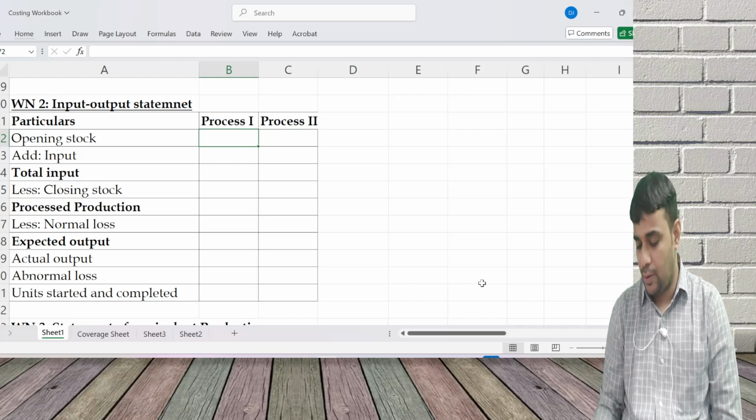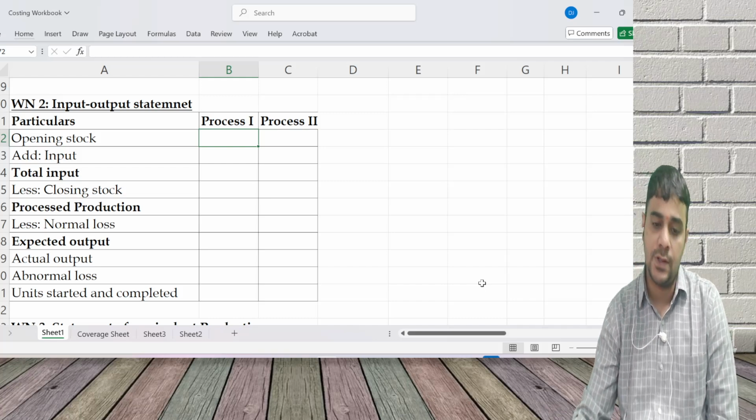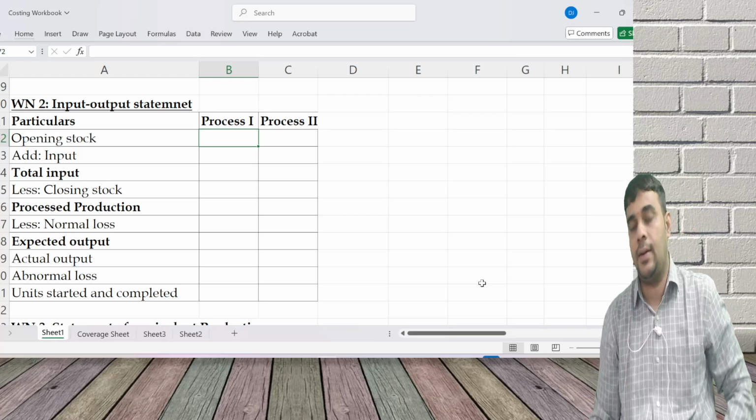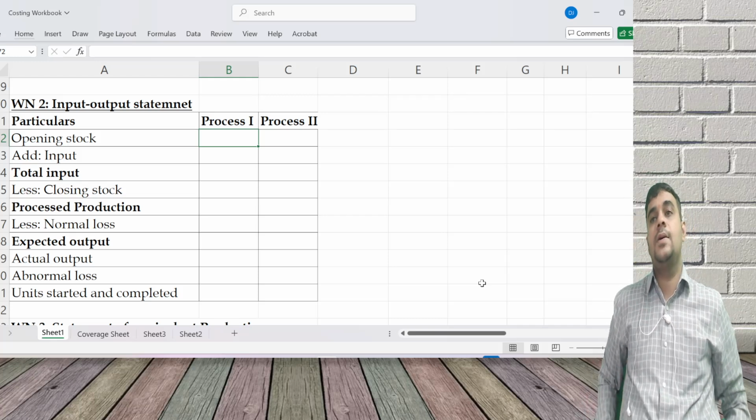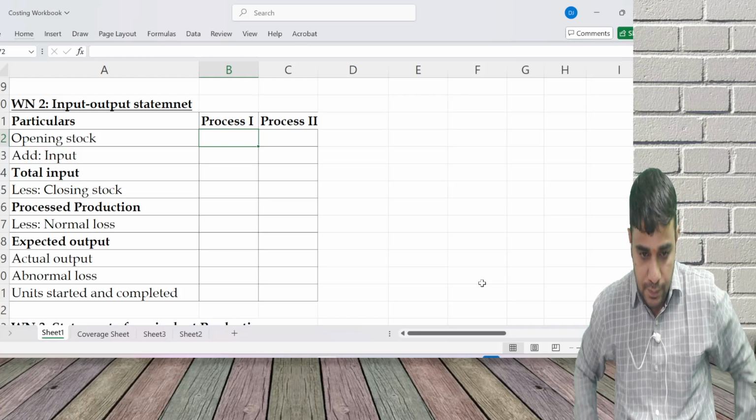This is a simple question. Only thing is it has two processes, so one can become a little tricky. Particulars process one, process two.